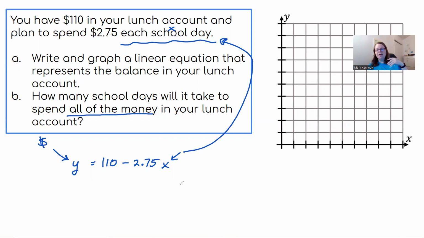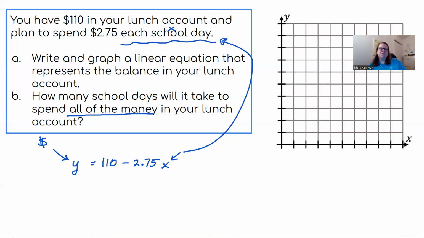So think about it. After 0 days, like on the weekend, before you go back to school, knowing that you have $110 in your account, you have $110 there, right? You haven't taken off any of those $2.75 charges. So once you go back one day, it takes off 1 times 2.75, which is $2.75. After 2 days, it takes off 2 of those, and so on.